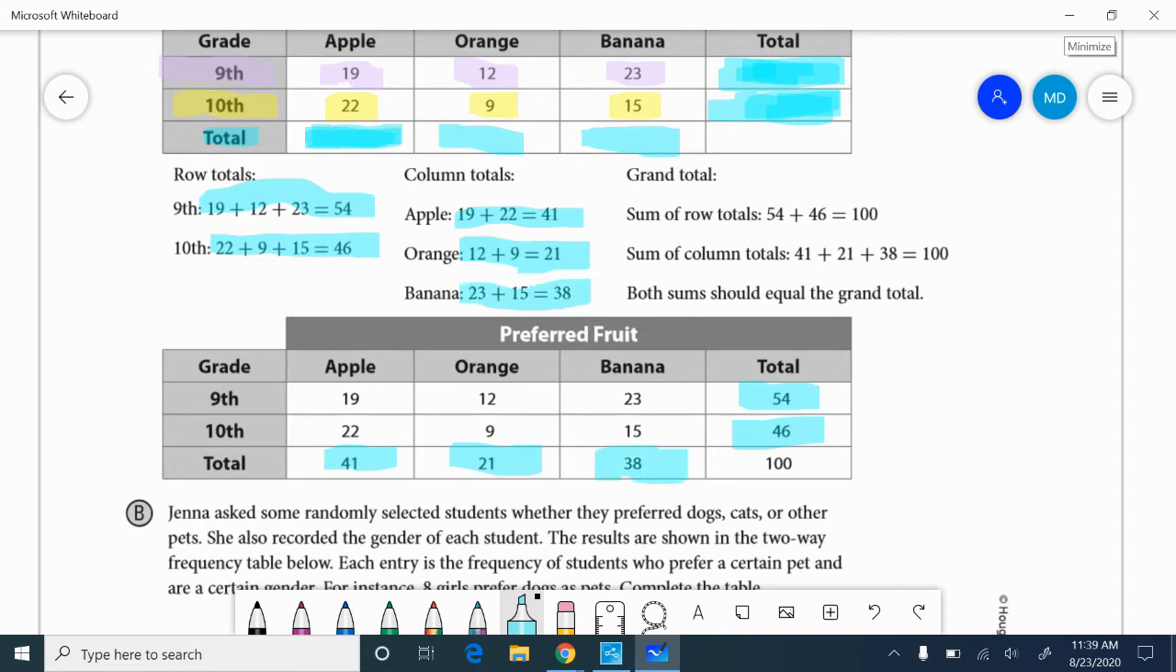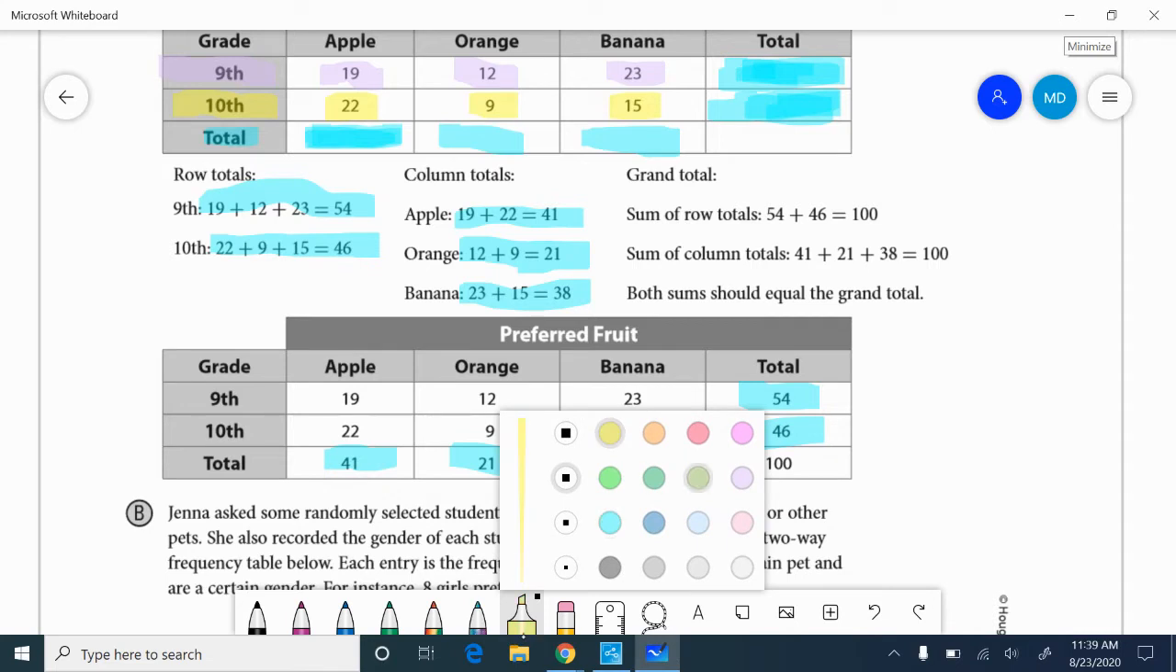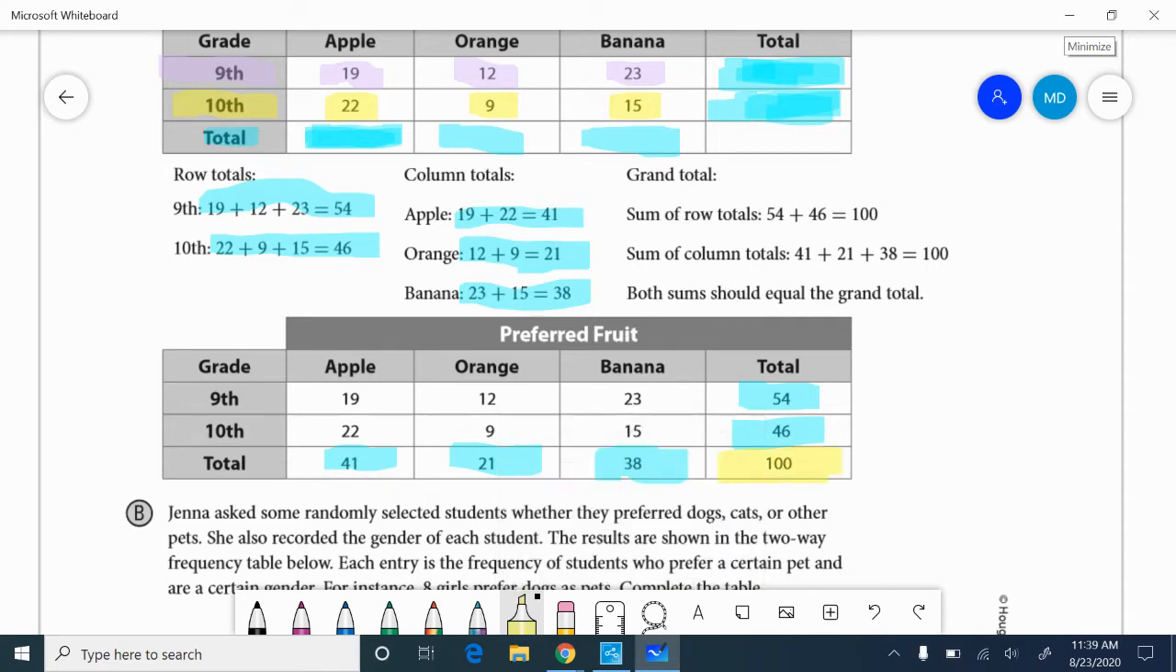It goes here. Now, to get this 100, there's 2 ways to get it. So to get 100 right here, you can add these together or you can add these together, right? And that's what they're showing you here. The sum of the rows, 54 and 46, is 100, and the sum of the columns, 41 plus 21 plus 38, is also 100. So it should add up to the same sum, 100, on both of those.